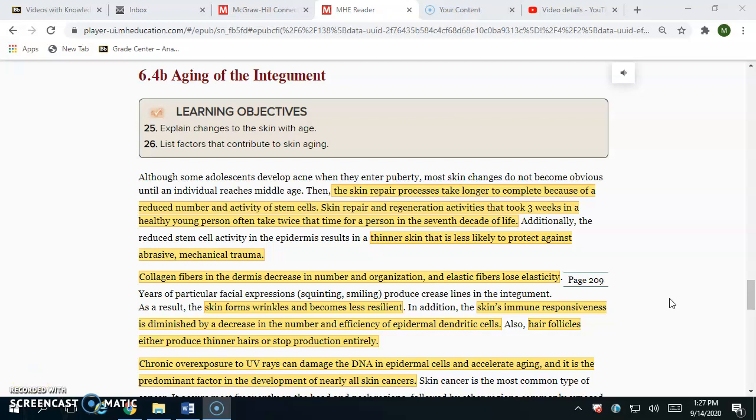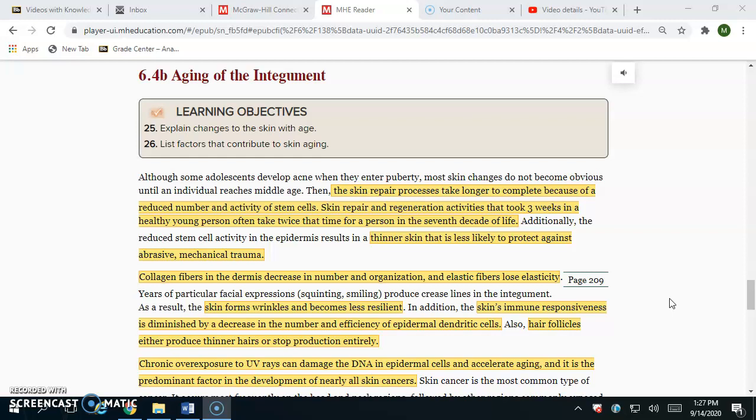All right, AMP1 students, we are going to finish up in this video talking about the integumentary system. So we're going to talk about aging of the integument. What kind of changes occur as we get older, and specifically changes in our skin. The first thing that we'll talk about is the healing process of our skin.